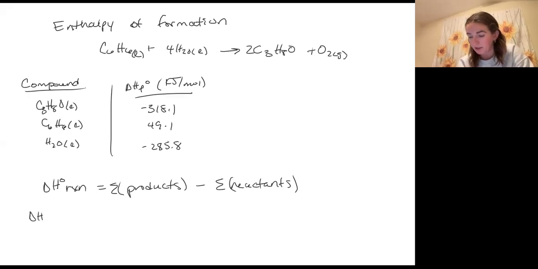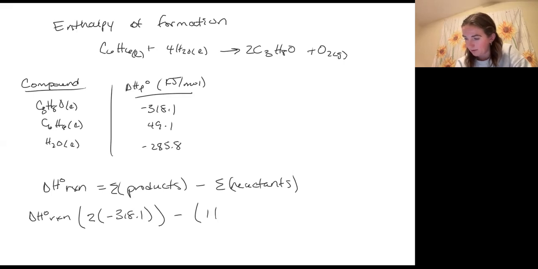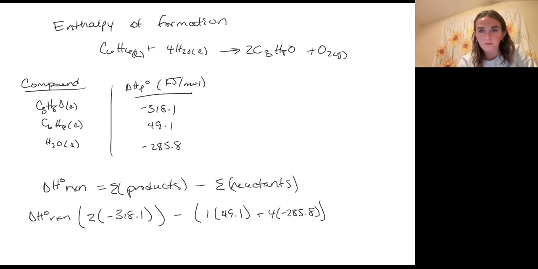So your delta H of your reaction, you're just going to sum your products using the coefficients. So it'll be 2 times negative 318.1, minus the sum of your reactants. So this is going to be 1 times 49.1 plus 4 times negative 285.8. And this is just to plug into your calculator afterwards. And so your delta H of reaction will be 457.9 kilojoules.